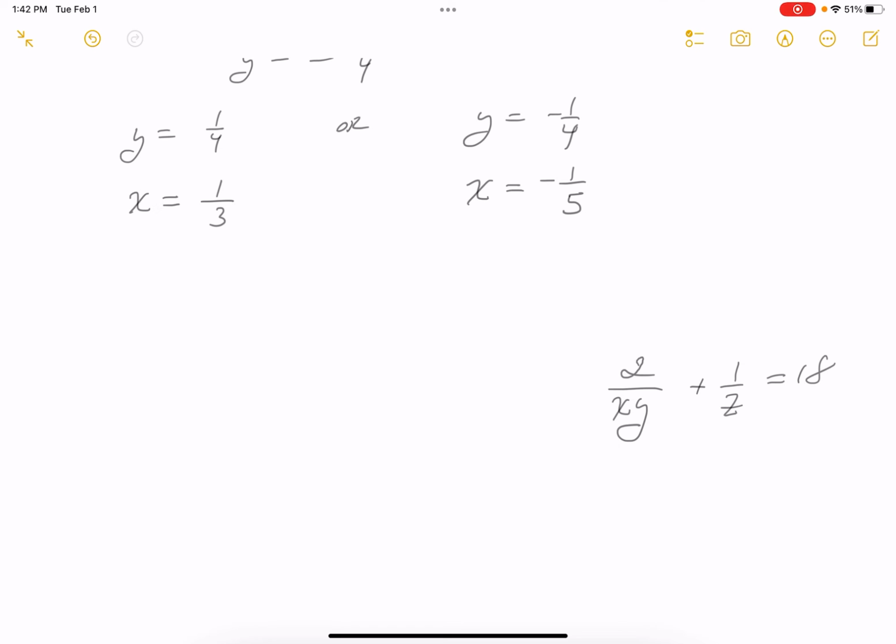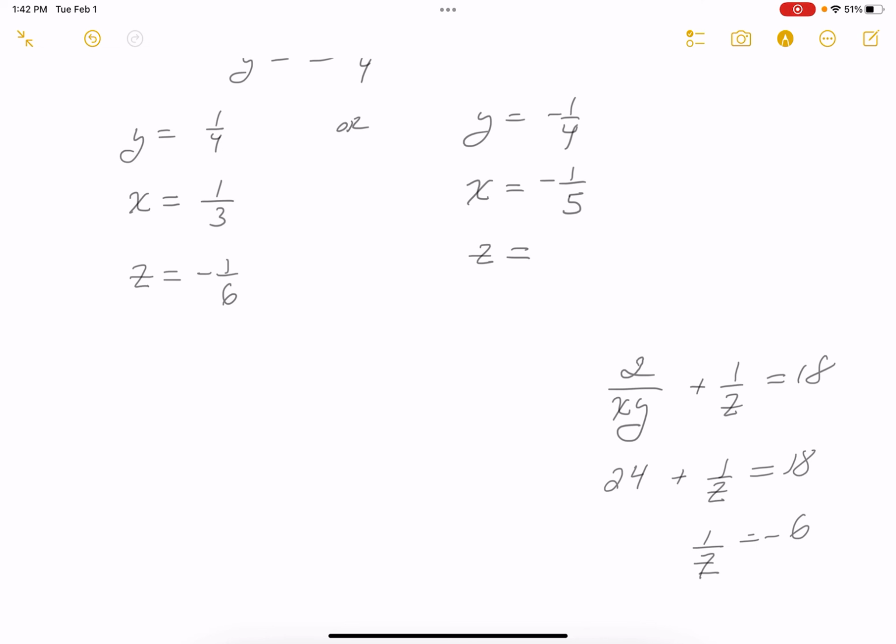Well, I think I can do it. And let me do this one over here first. And let me just do 2 over xy. Well, xy would be 1/12. So this would turn out to be 24, plus 1 over z equals 18. And that means 1 over z would be minus 6. Or z would be minus 1/6. Don't worry, you have an HQ to look at later.